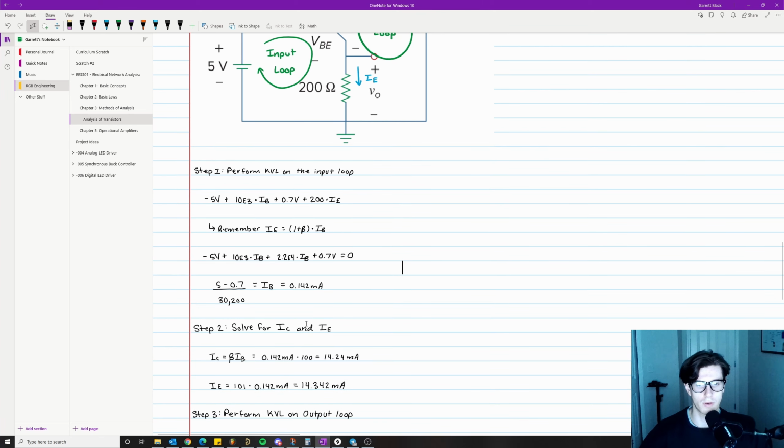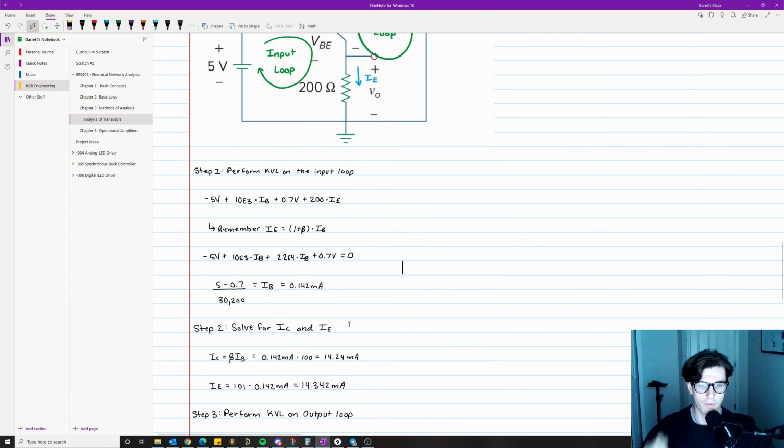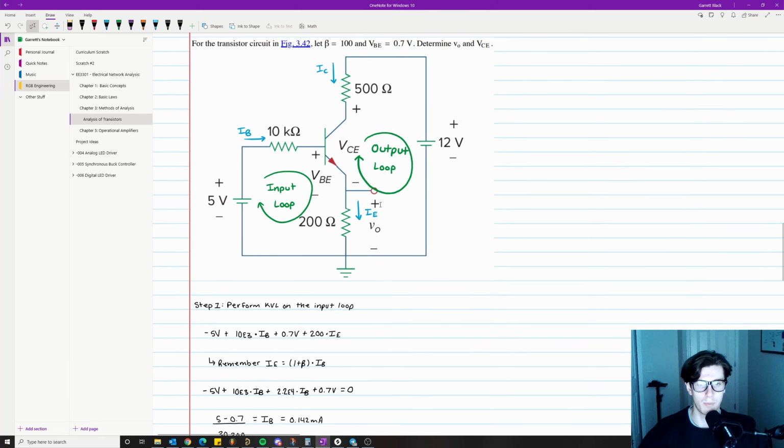Step 2, solve for IC. We can also solve for IE now as well. We know IC is equal to beta times the base current. In this case, it is 0.142 milliamps times 100, which is equal to 14.24 milliamps. Then the emitter current is equal to 1 plus beta, or 1 plus 100, times our base current, which is the same exact thing again. So the emitter current is equal to 14.342 milliamps. Now we want to solve for the output voltage and the voltage drop VCE.